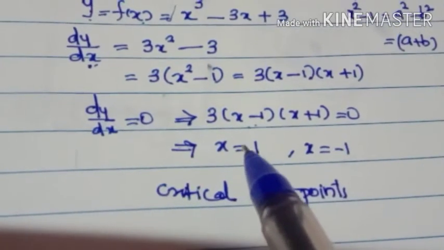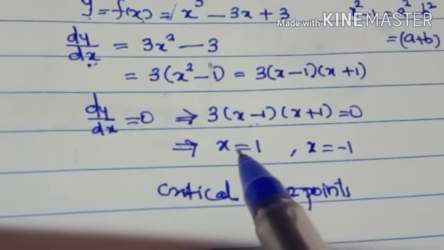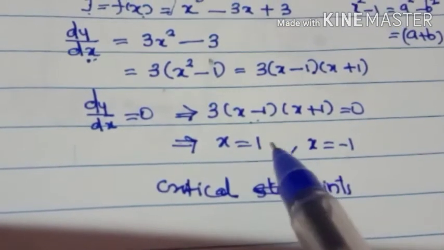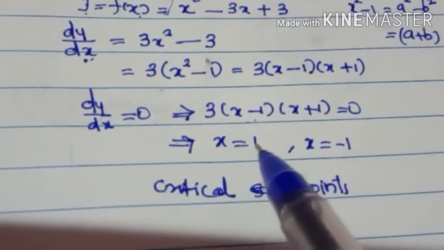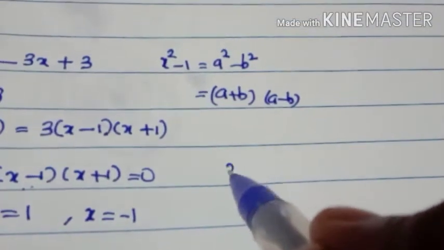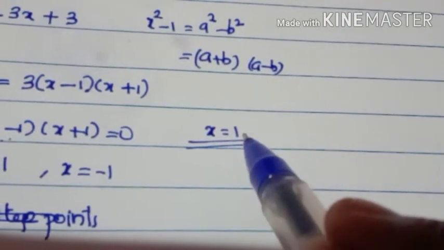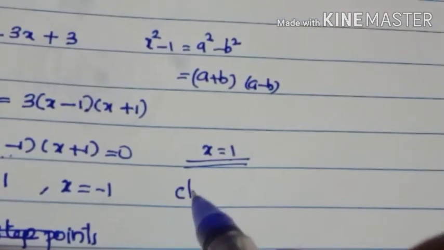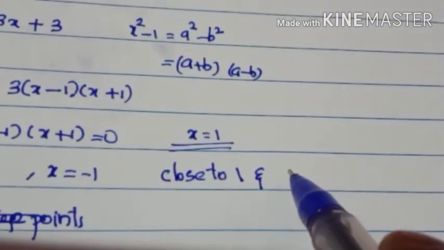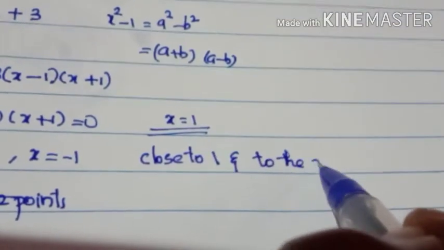Now we want to find whether the function has local maxima or local minima using these critical points. So separately we have to consider these points and verify whether the function is said to have local minima or local maxima. Let's take the first point, x equal to 1. We are going to take any number very close to 1 and to the right of 1.